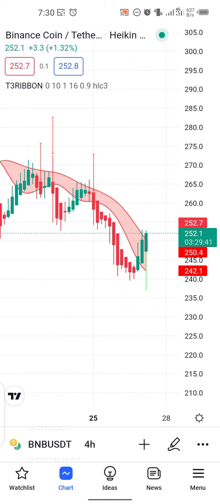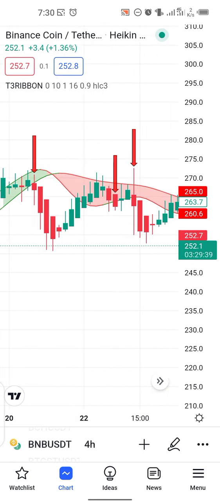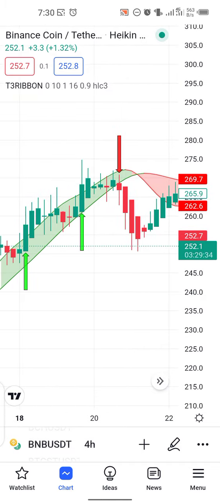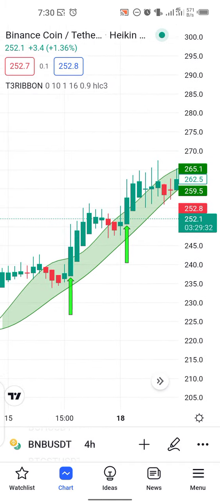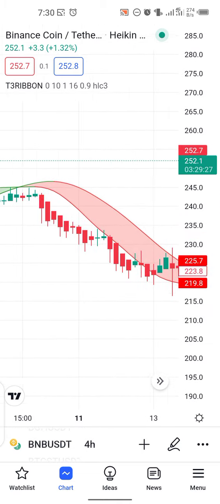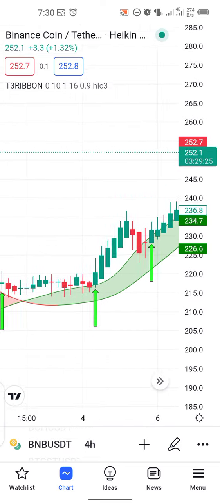Now, sometimes along the line, like you see, the red one means exit. The green one means entry. The red one means exit. The green one means entry. So let's get into it, I hope it's very clear.